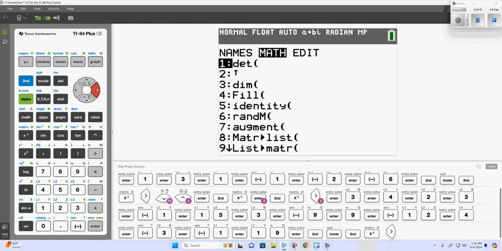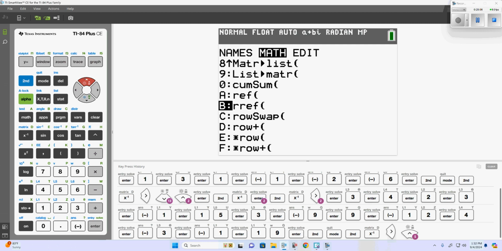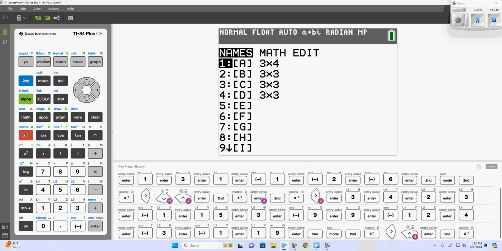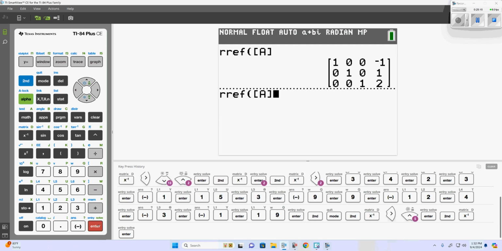So if you've got it to this point, so if you have it typed in, we go second matrix, math. Now we're trying to find what? RREF. Once you find it and have it selected, hit enter. And lastly, second matrix. And since we want matrix A, we hit enter. If we wanted matrix B, we would go down one and hit enter. And hit enter one more time.